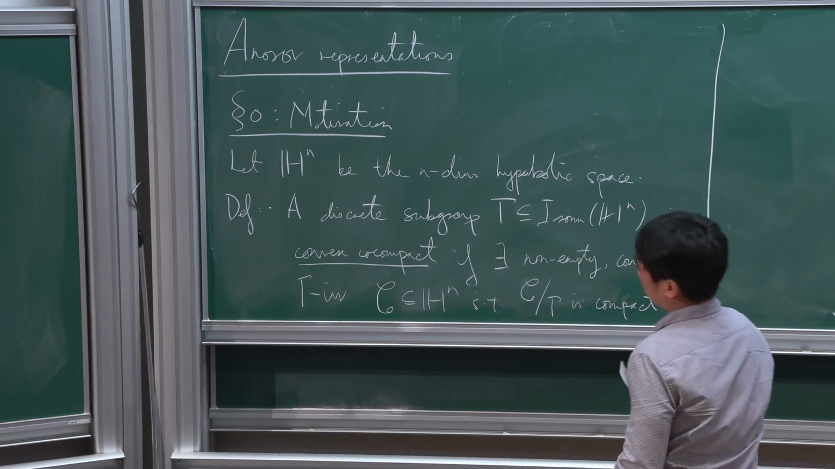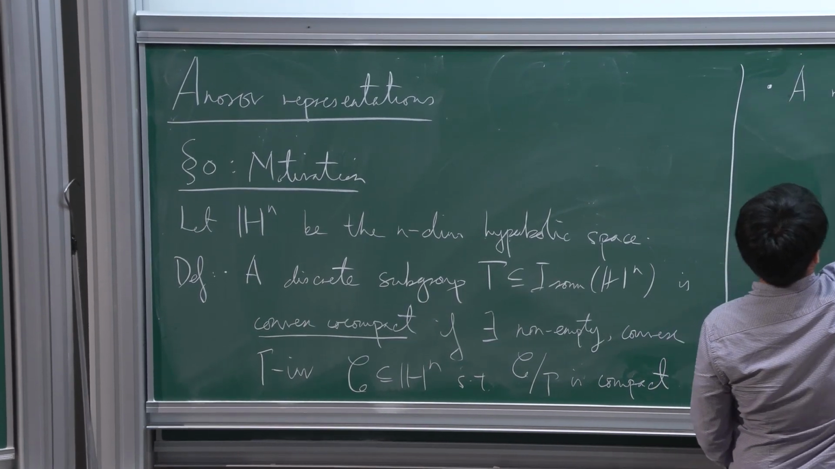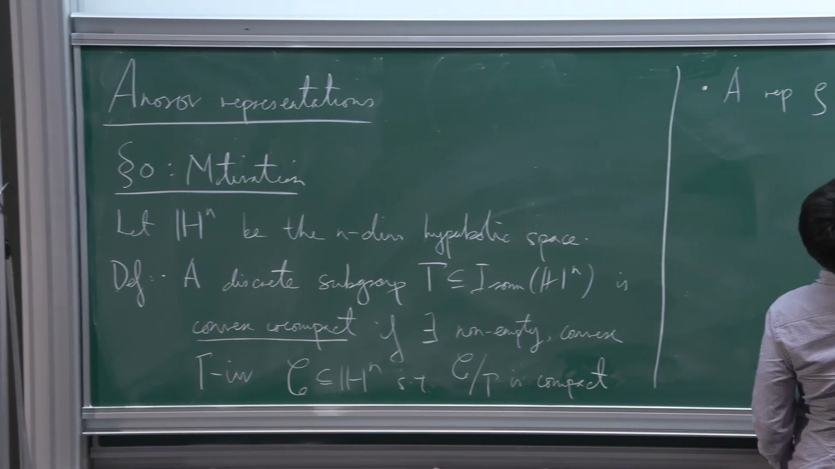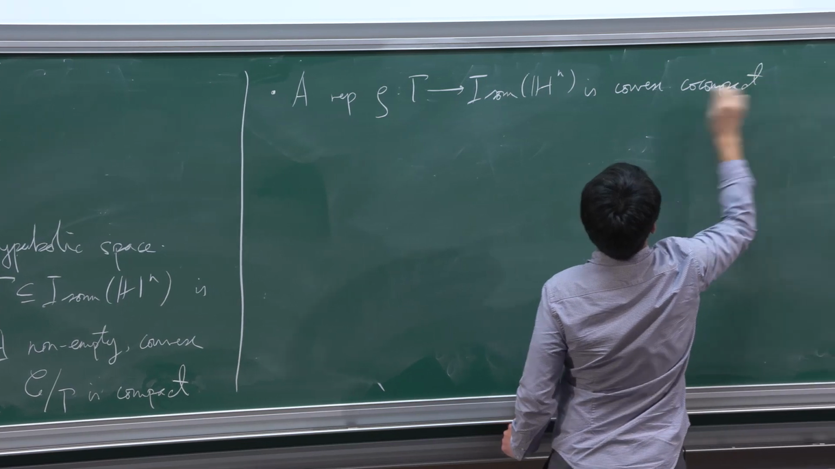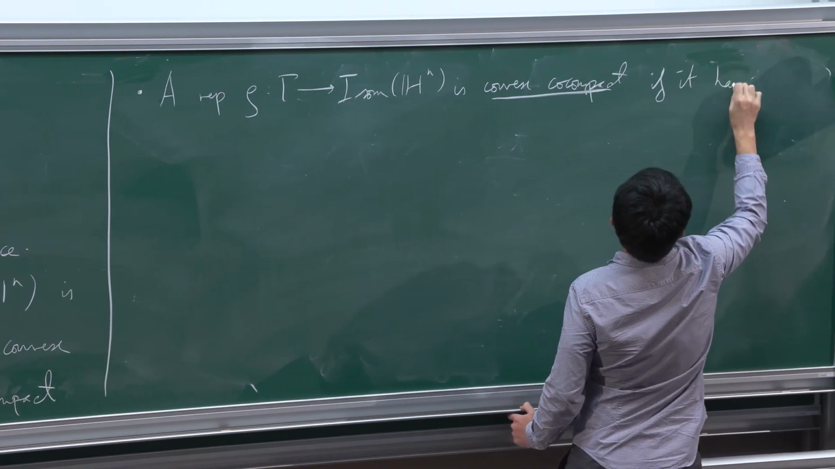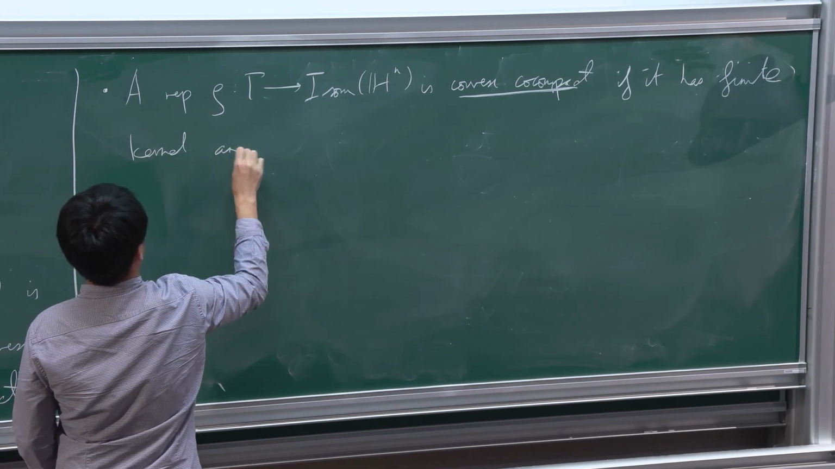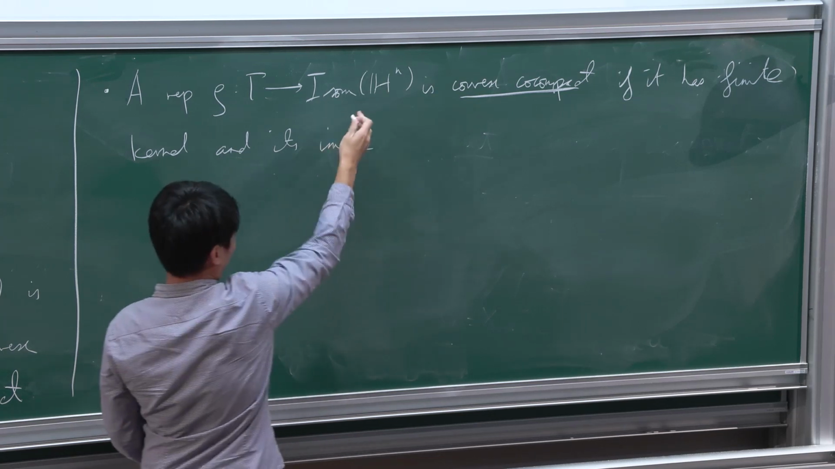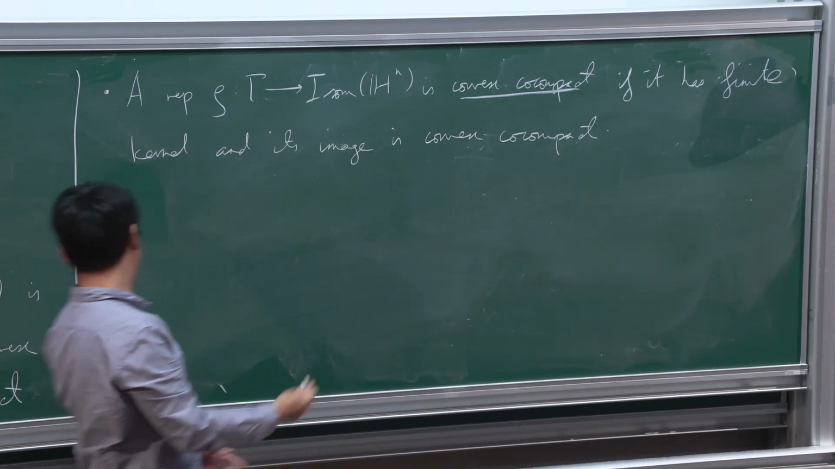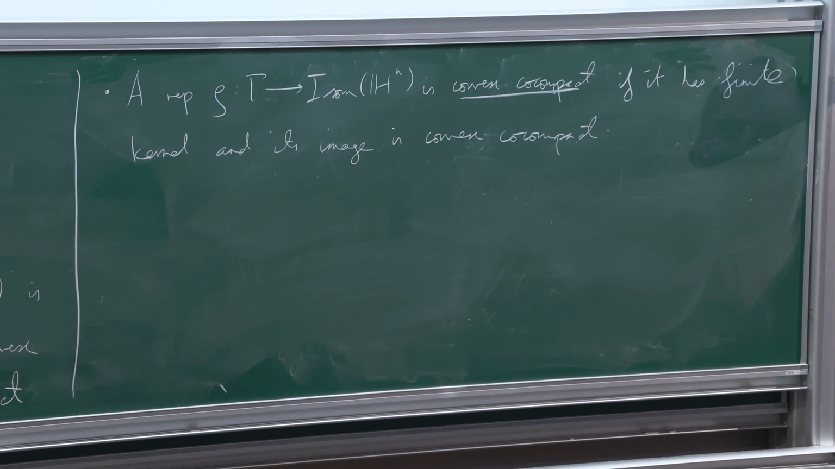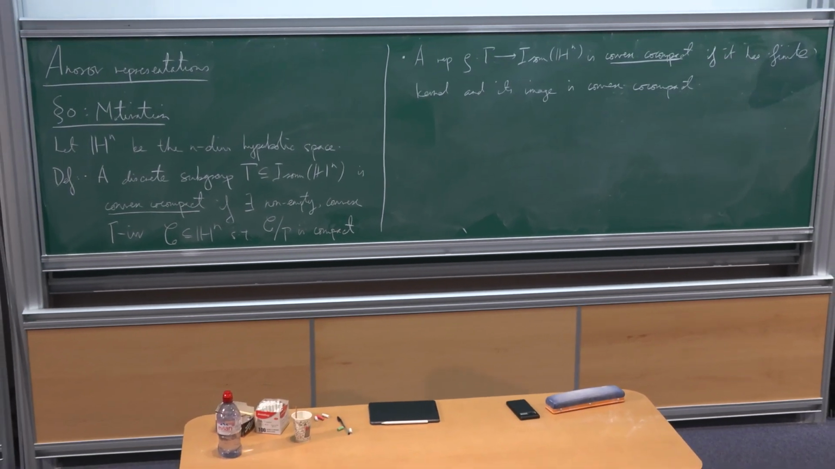Okay, and then you can slightly generalize this to talk about convex co-compact representations. So a representation or group homomorphism rho from gamma into Isom(Hn) is convex co-compact if it has finite kernel and its image is a convex co-compact subgroup. Okay, so of course, if you have a convex co-compact subgroup, the inclusion representation is a convex co-compact representation.